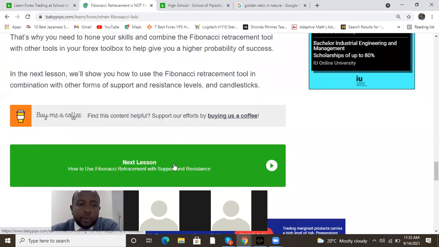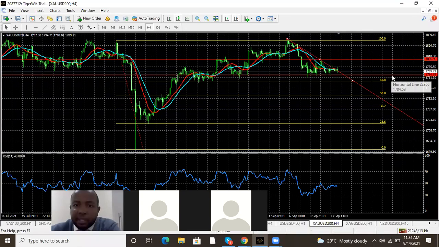You can use them with support and resistance, like what I've drawn here on gold. So this is my support. You can see this line. Let's do the practical. 1784 becomes my support, and then up here becomes my resistance. I've also drawn a trend line so that I form something that looks like a wedge. And then I've drawn my fibs. You can see it's just above 61. Let me finish on theory, then I go to practical.